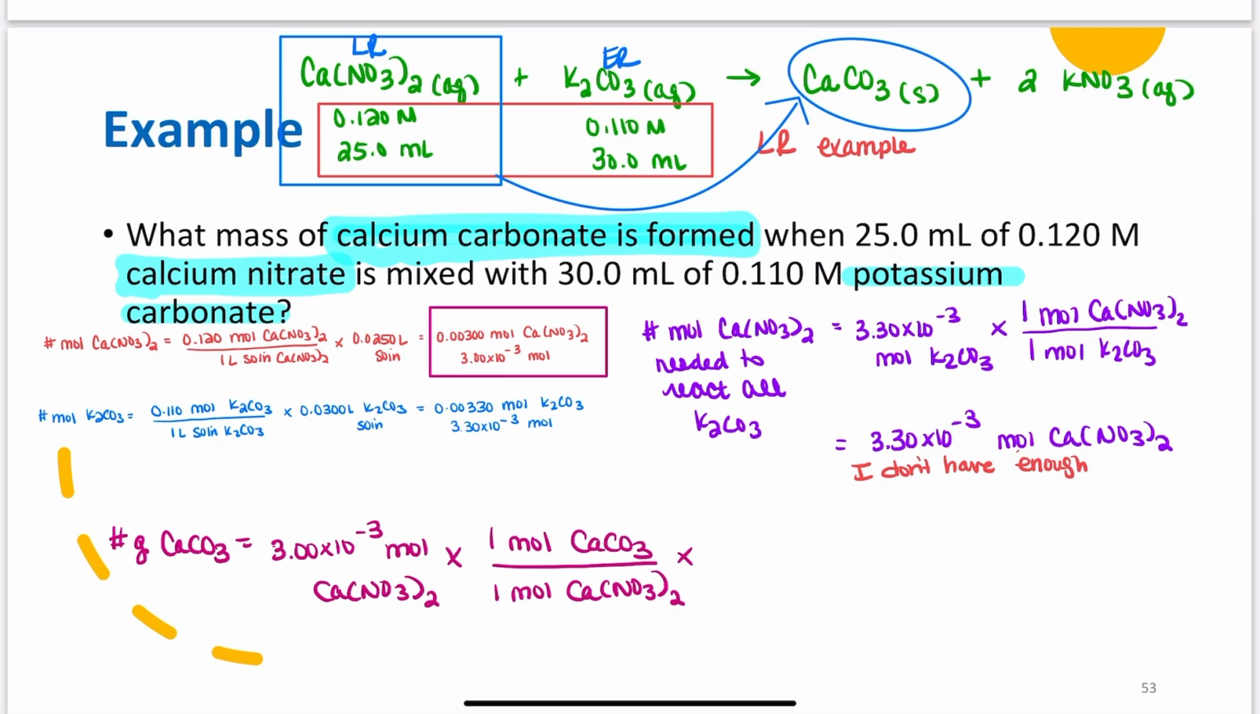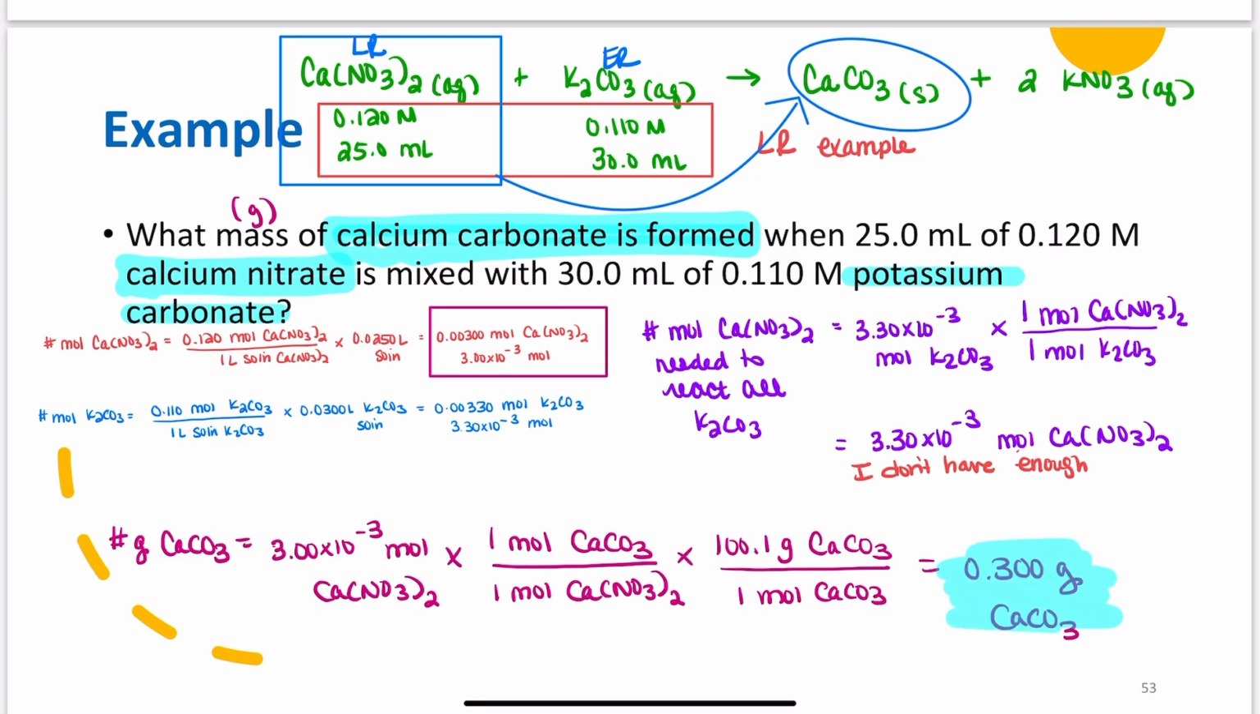Convert that to grams because I don't want moles, I want mass, I want grams. When you see the word mass, it means grams unless otherwise stated, but it definitely does not mean moles, because moles is a number, not a mass. Calcium carbonate weighs 100.1 grams per mole. And this gives me an answer of 0.300 grams of calcium carbonate.